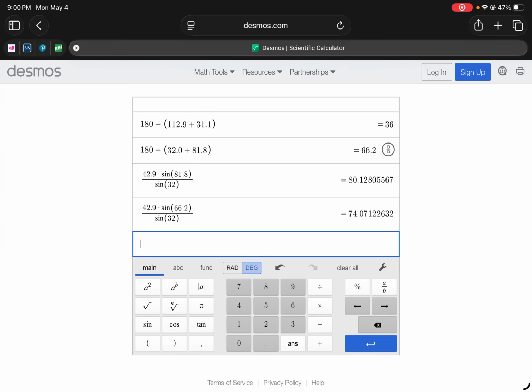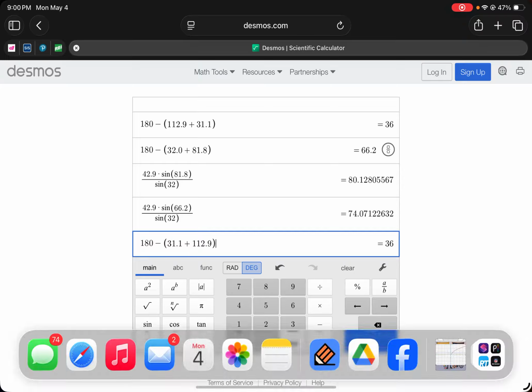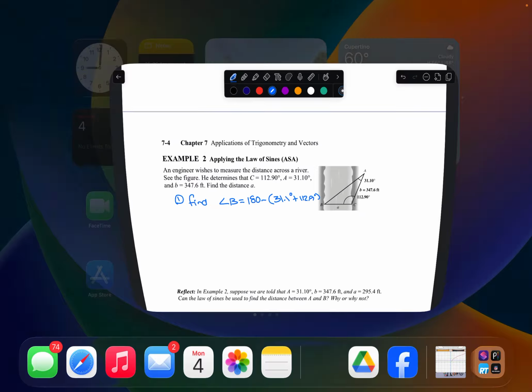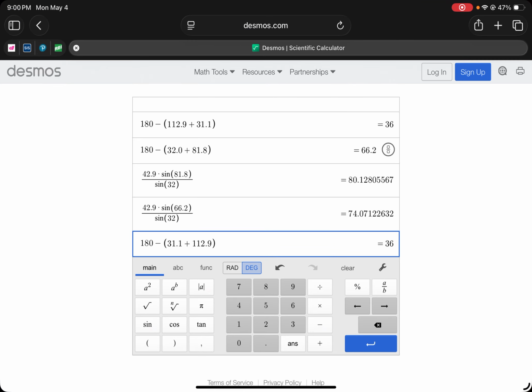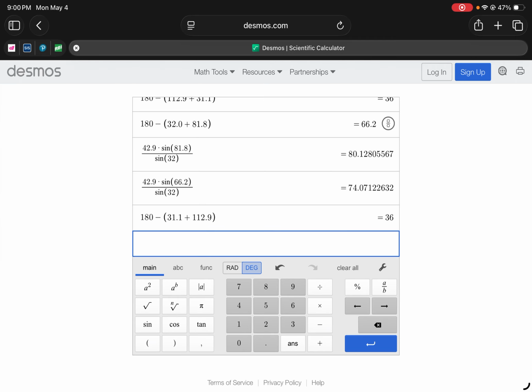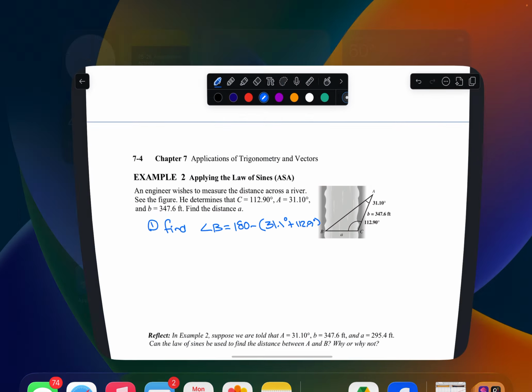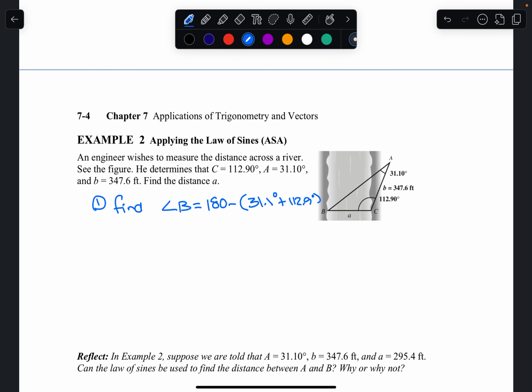So if I clear my stuff here on Desmos, 180 minus, and notice how I use parentheses on Desmos? Because again, parentheses, as we always know, force the order of operations. So I get that angle B is 36 degrees. And again, I mark my diagram. I just like to have my diagram marked up. Just makes it easier for me to visualize.